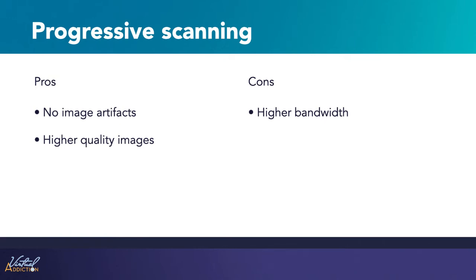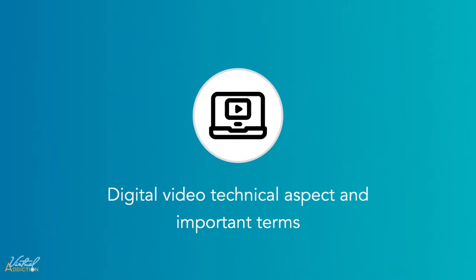Cons include higher bandwidth and increased costs for broadcasters using analog signals. This is becoming less of an issue since we have better access to higher bandwidth these days. There are other digital video terms and concepts that you should be familiar with.